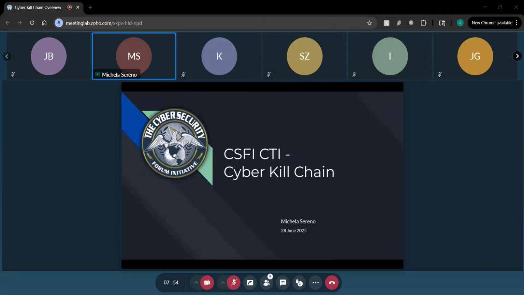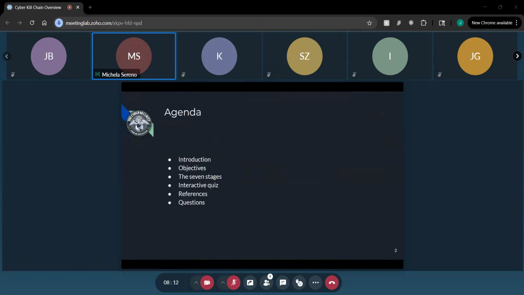in the Foxtrot cohort, and today I'm gonna walk you through one of the most fundamental models in cybersecurity defense, which is the cyber kill chain. So we use this model to understand, anticipate, and ultimately stop cyber attacks by breaking them into phases.